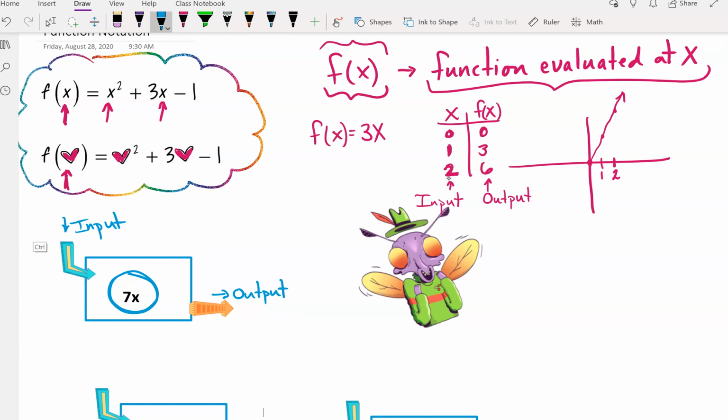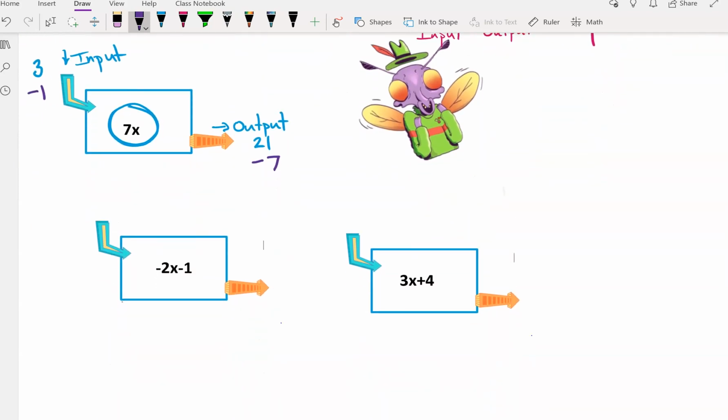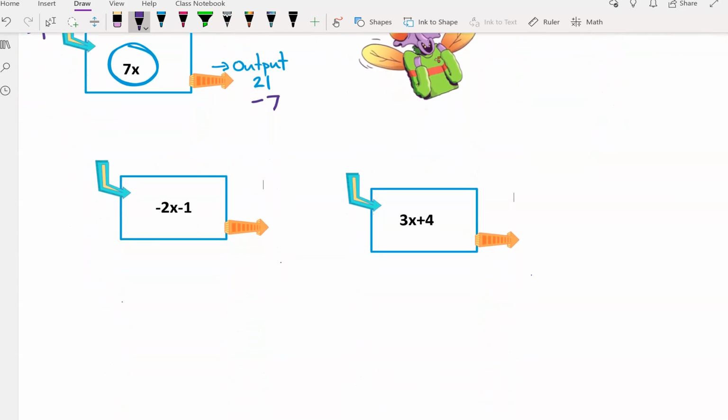So if our input was 3, our output would be 3 times 7, or 21. Okay. If our input was a -1, we would multiply -1 times 7. Our output would be a -7. Okay. Let's try the input and output on a couple other function machines.